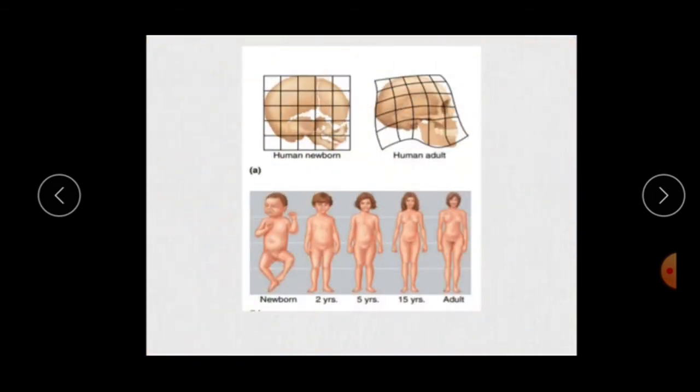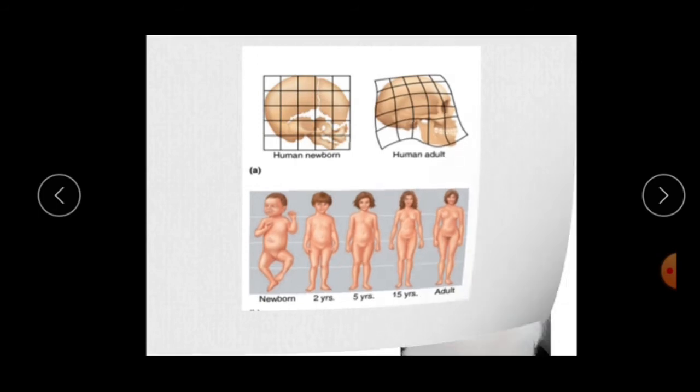Yan, this is the fontanelles. Yung parang may space. And kapag human adult naman, ayan, buo na siya. Newborn, hindi pantay yung ulo at katawan niya, pero habang lumalaki siya, nagiging proportional na yung weight ng body and yung weight ng head.